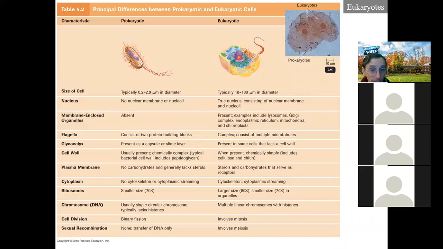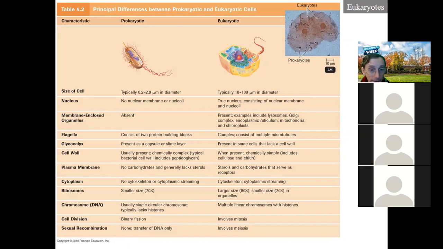The cell wall is usually present in the prokaryotic cells. And if it is present, it's chemically complex, largely made up of peptidoglycan, but it does have other molecules. The cell wall, when it is present in eukaryotic cells, is chemically simple. Like for green plants, their cell wall is totally made up of cellulose. And then of course, animal cells don't have a cell wall. The plasma membrane is simpler in the eukaryotes.